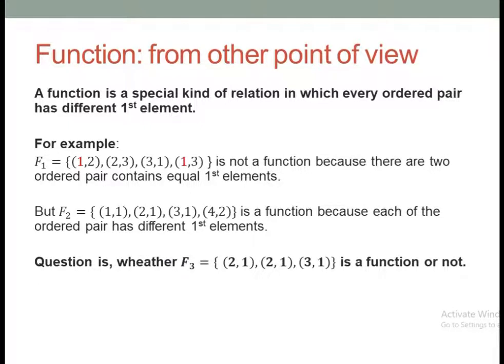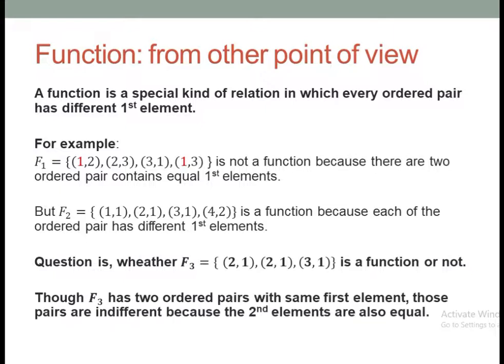Now the question is, f3 is equal to {(2,1), (2,1), (3,1)}, is it a function or not? Though f3 has two ordered pairs with the same first element, those pairs are identical because the second elements are also equal. In the reduced form, f3 is equal to {(2,1), (3,1)}. Therefore, f3 is a function.